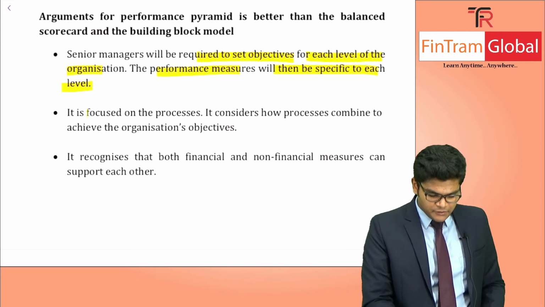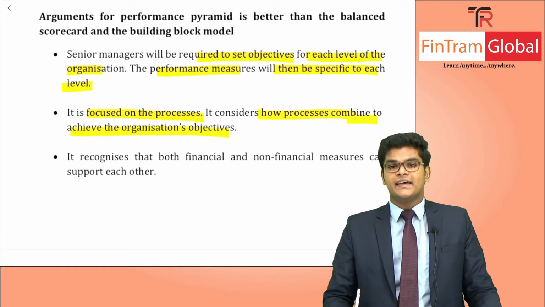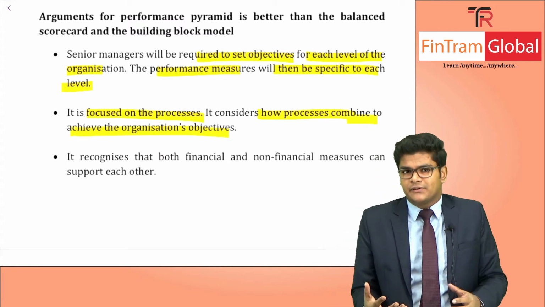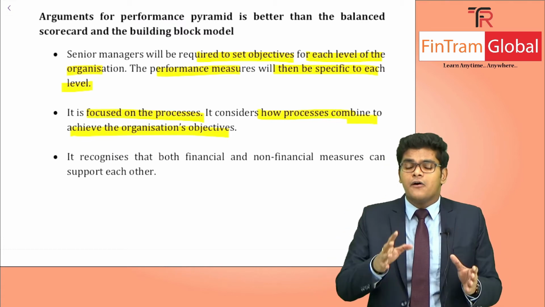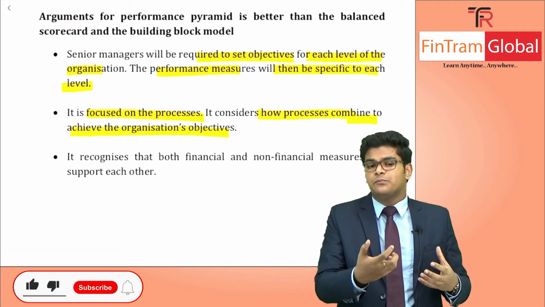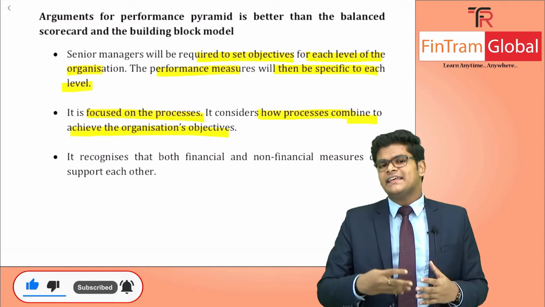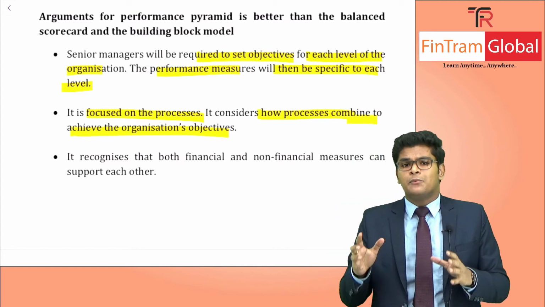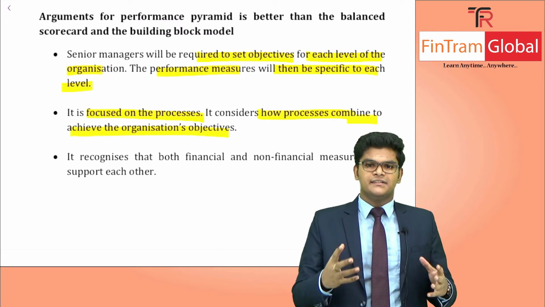Secondly, it is focused on processes. It considers how processes combine to achieve the organization's objectives. So this particular approach is a bit more process oriented. Okay guys, we primarily focus on improving processes, and we will also be able to identify how each process contributes to achieving the objective. That's yet again another thing that we would be able to easily understand by taking a look at the performance pyramid. How exactly does each process contribute to achieving the objectives, or in other words, what are the driving factors behind achieving the goals of the organization? This can be identified using the performance pyramid.